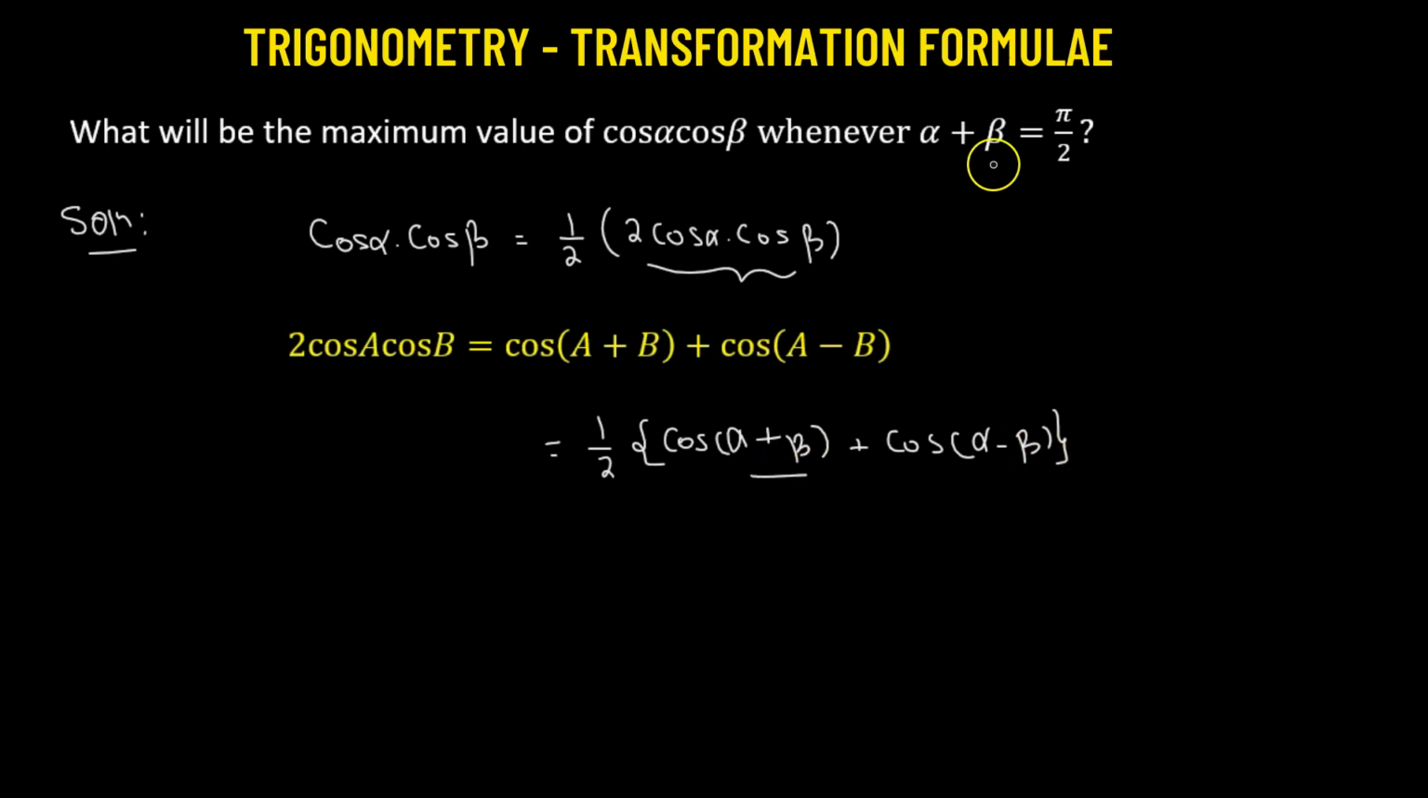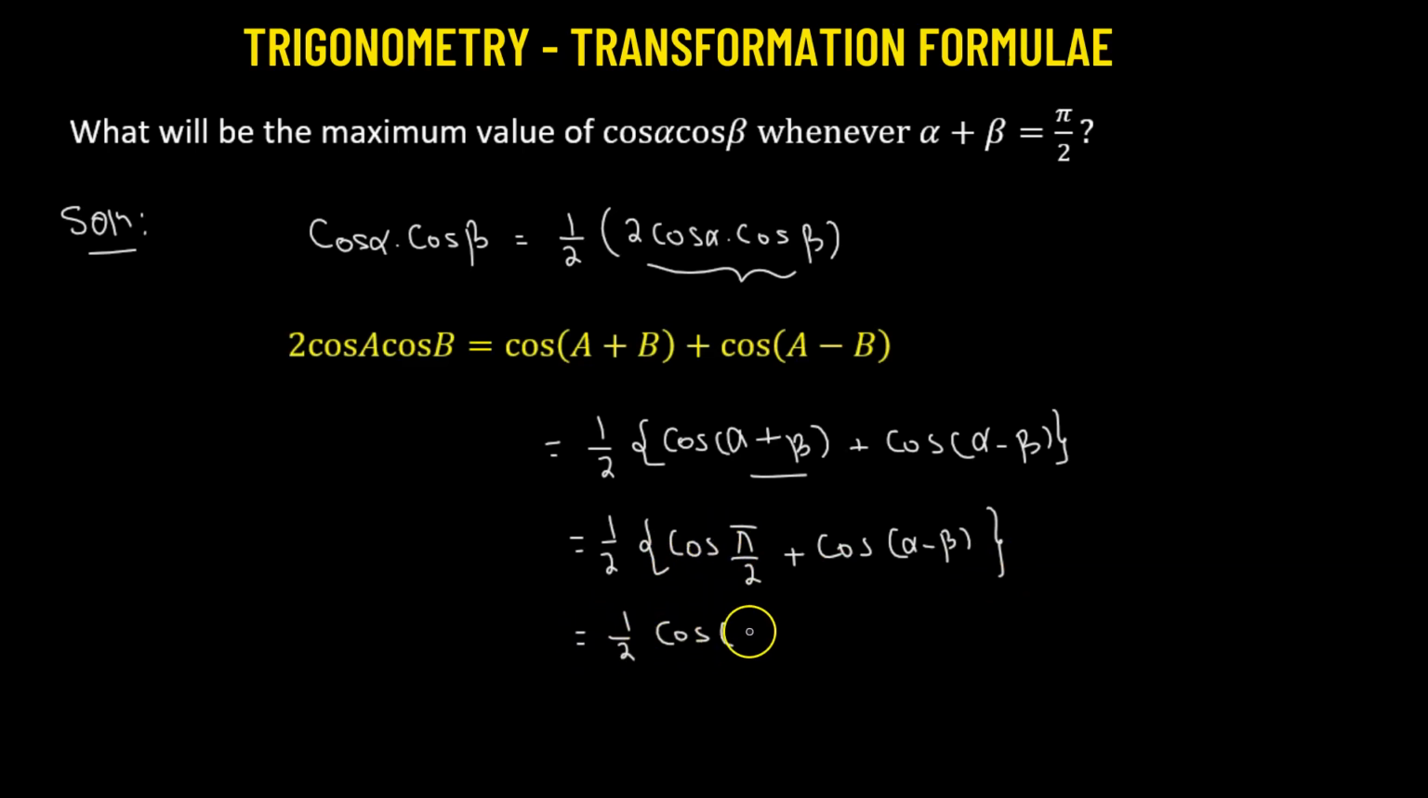Now it's given here that the value of alpha plus beta is pi over 2 radians. So we're going to substitute it here. So we have cosine of pi over 2 plus cosine of alpha minus beta. Fine. So what's the value of cosine pi over 2? That's 0. So we are going to get half of cosine of alpha minus beta. And that means we originally started with the product of cosine alpha, cosine beta, and using the idea that alpha plus beta equals pi over 2, and the transformation formula, we got the value half cosine of alpha minus beta.